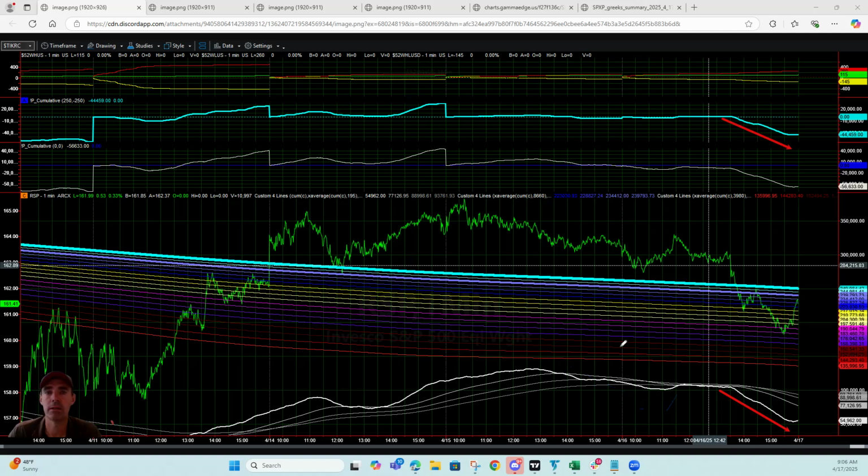So the takeaway is short-term sellers are in control. We'll look to see if this changes any, and then long-term sellers maintain control of the overall market, with the reference of those larger plus 1,000, minus 1,000 institutional orders.